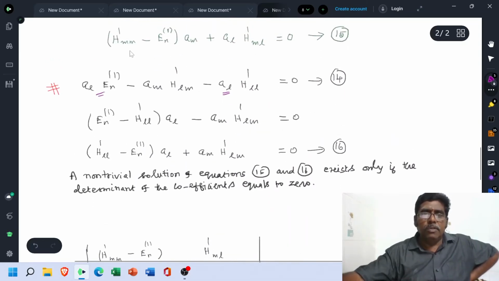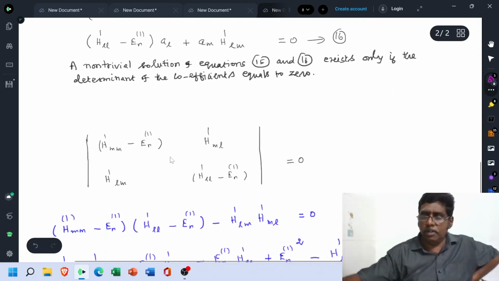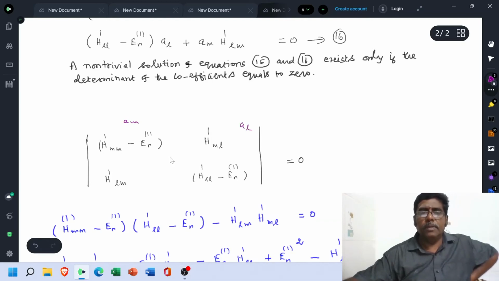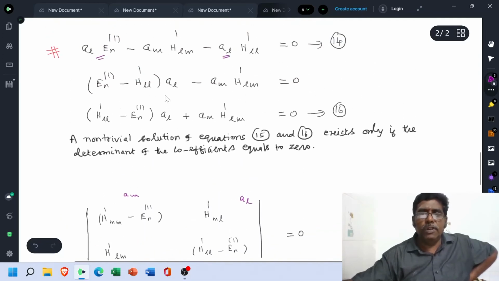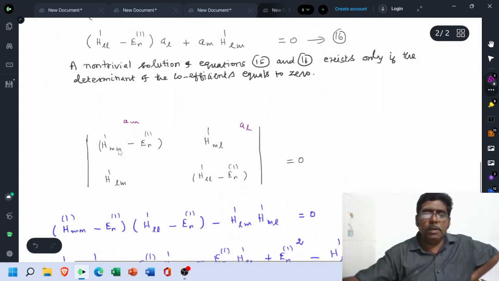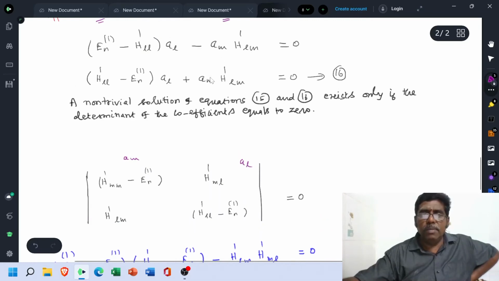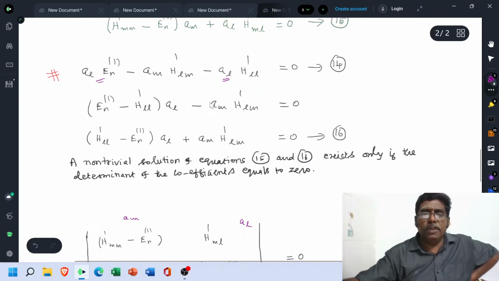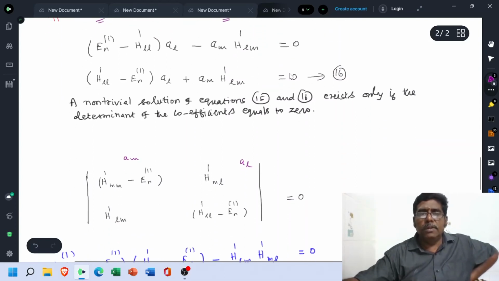Say the coefficient of AM in equation 15 is h1mm minus En1. Put this coefficient under AM. This column is having the coefficients of AM, and this column is having the coefficients of AL. See this? In equation 15, the coefficient of AM is h1mm minus En1. In 16, the coefficient of AM is h1LM. In equation 15, the coefficient of AL is h1ml. In equation 16, the coefficient of AL is h1LL minus En1, equal to 0.